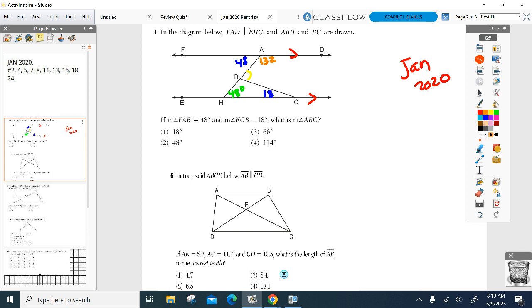Another angle that I know, Spence? HBC, because it's in a triangle, which I already know two of the angles. What'd you find for that angle? 114. And now I find the angle next to it. It's supplementary, right? So that angle should be, what do we got there? 66? Yep.